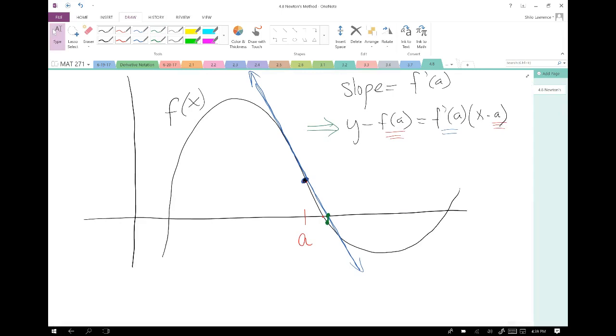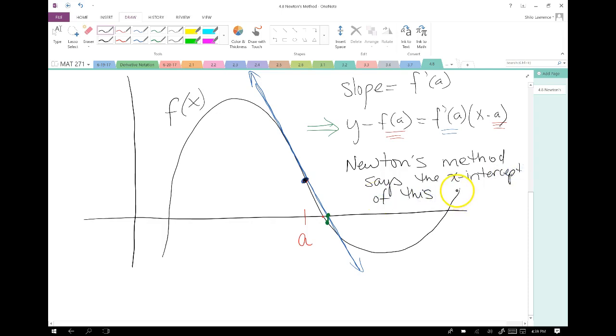and let me write some things down here. So Newton's method says the x-intercept of this tangent line is a better estimate for the zero of the function.